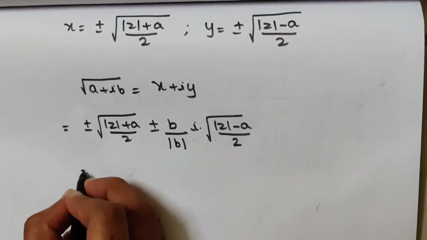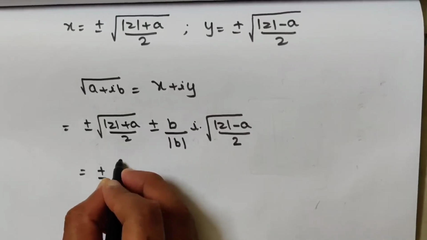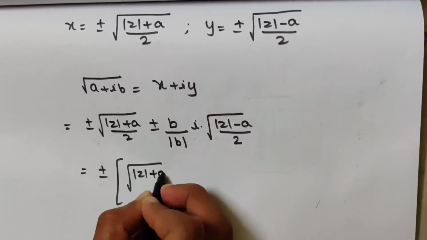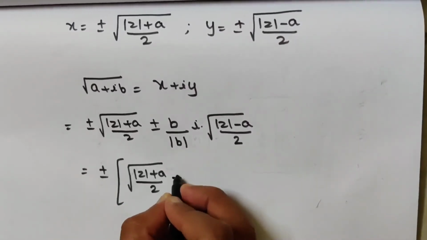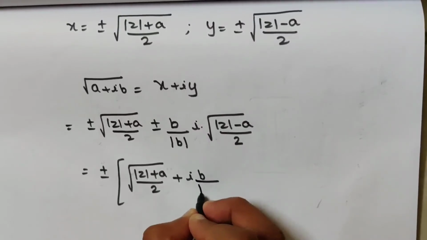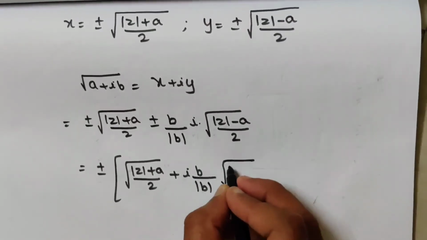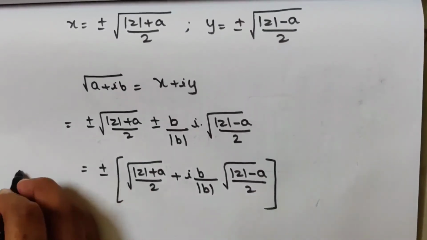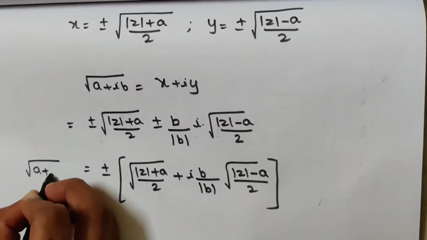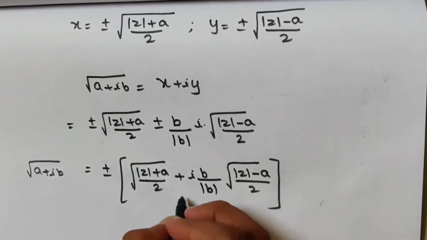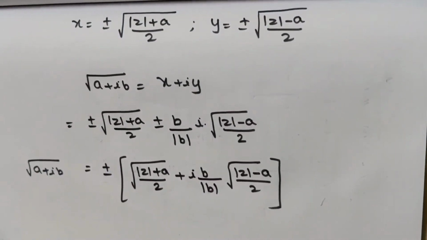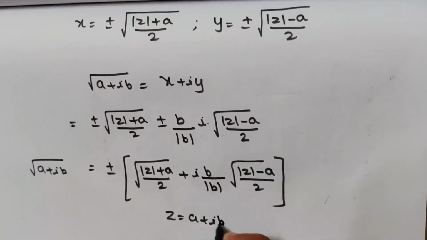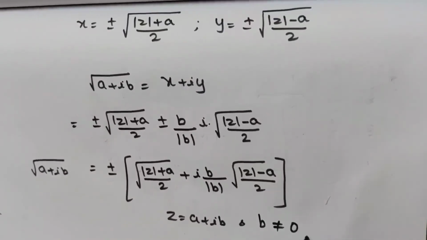From these two terms, take plus or minus outside, so it becomes square root of modulus of z plus a by 2 plus i into b by modulus of b square root of modulus of z minus a by 2. So this is the square root of a plus ib. Using this formula, we can find the square root for any complex number z is equal to a plus ib, and b should not be equal to 0.